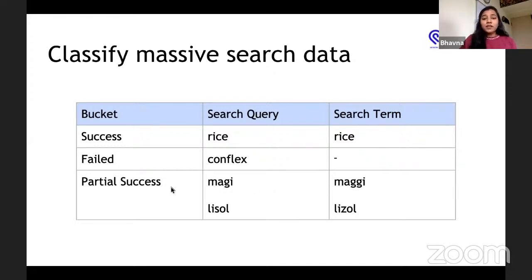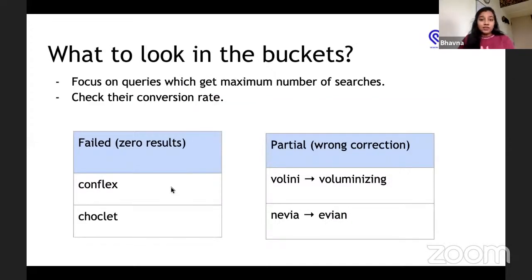Okay. Now, what will we look at in these buckets? If you think about it, each of these buckets will have like 10,000 queries. What will we look at? So what we did is that we sorted it in descending order. Basically, what I mean is that we will look at the queries which have got the maximum number of searches, right? If we can fix the queries for which people are searching more and more, and then look at the queries which have low traffic, we will be able to solve major problems.